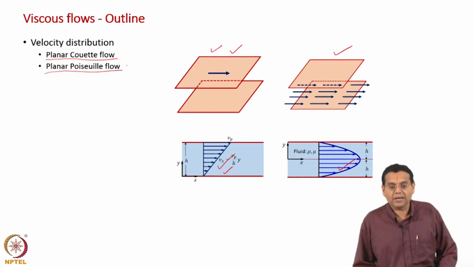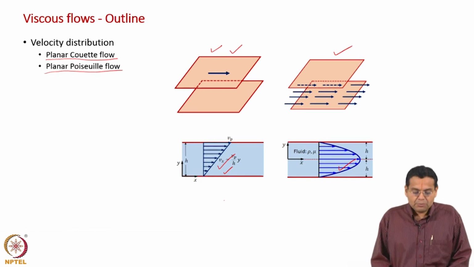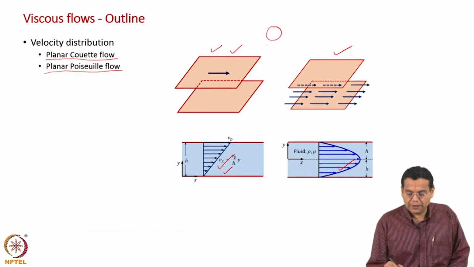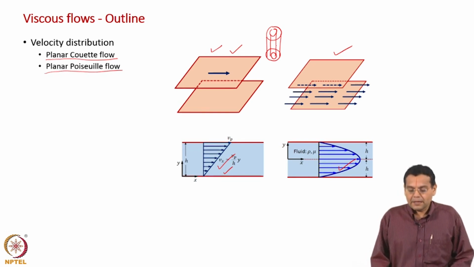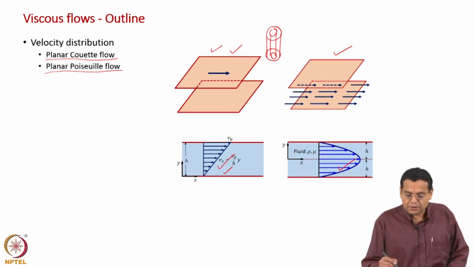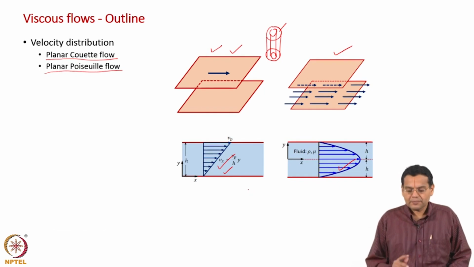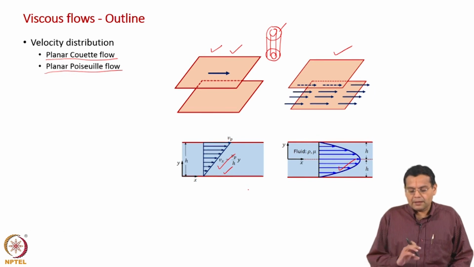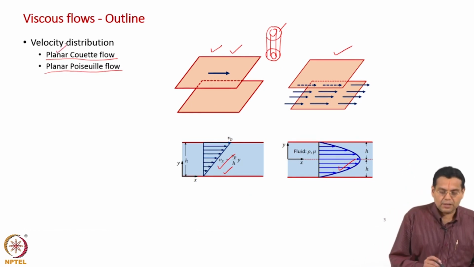Now, why is it planar Couette flow, planar Poiseuille flow? The moment you say Couette flow, it represents the flow between two concentric cylinders. We have come across this earlier, when we discussed viscosity, an example of Newton's law of viscosity, when we discussed the viscometer as an example of application of Newton's law of viscosity. So, this is the Couette flow. It is in cylindrical coordinates, and because we are considering a similar flow in terms of Cartesian coordinates, it is called planar Couette flow.